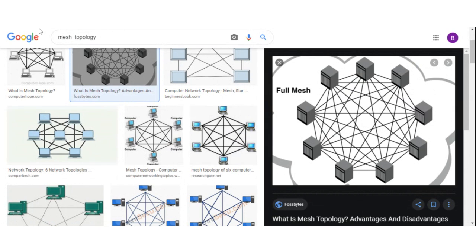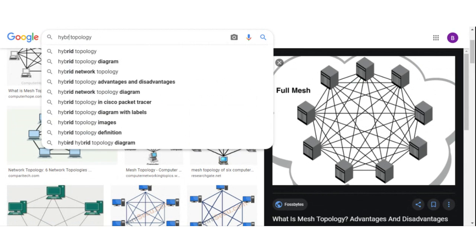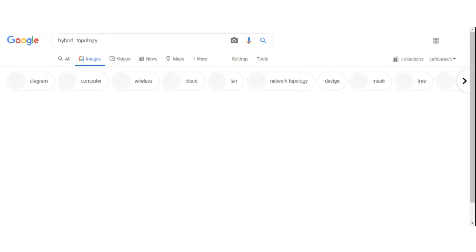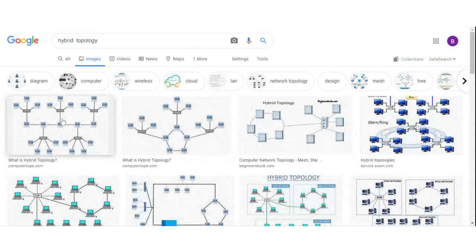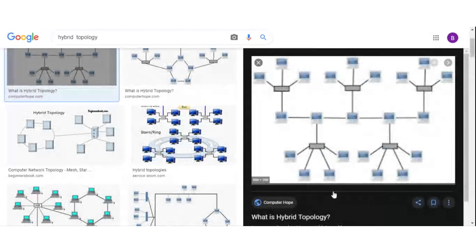Then we can have a hybrid topology. Hybrid means a combination. You can have two topologies which have been combined, either a mesh topology, a bus topology, a star topology, or a ring topology. Here, you can see the hybrid. If you look at this one, this is a bus topology, but look at this one, this is a star topology. So this is a combination of a bus topology and a star topology. I hope you can see that.